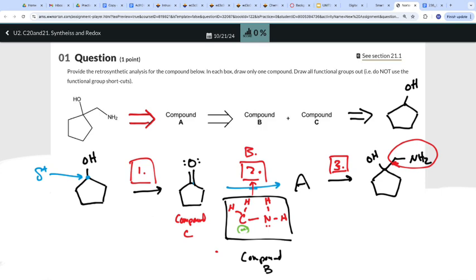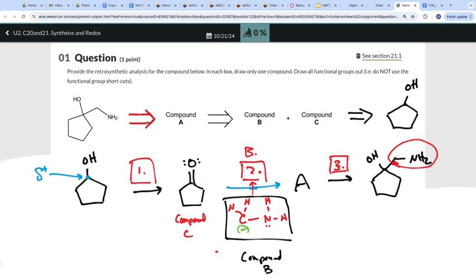But okay, so out of B and C, one of them is just being added, or both of them are. One of them is the product of. So compound C and compound B react together to make structure A. A then reacts with reagent 3 to make our final product.